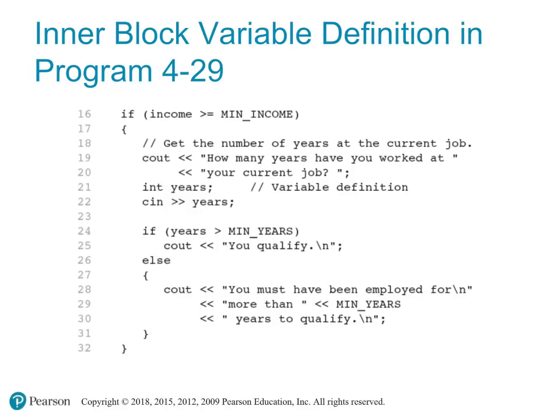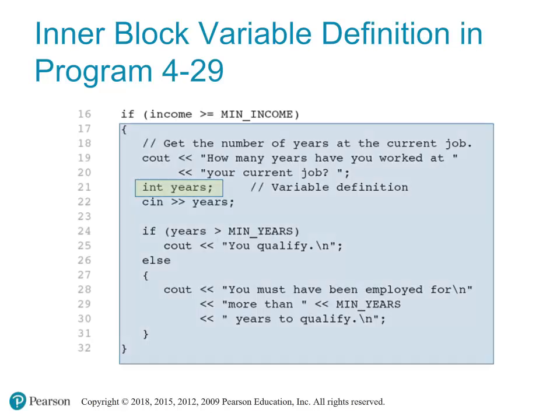This section of code demonstrates the concept of variable scope within a nested if statement. The variable years is defined within the first if block and is only accessible within that block. The variable years is not accessible outside of the first if block. This is an example of a limited variable scope.